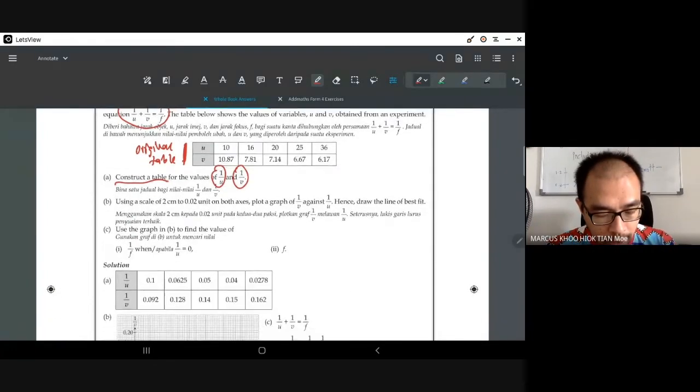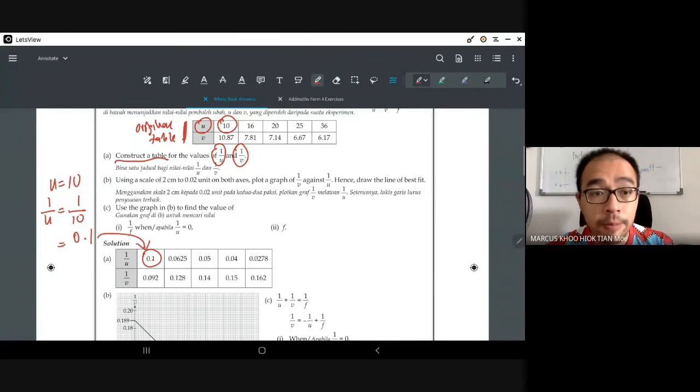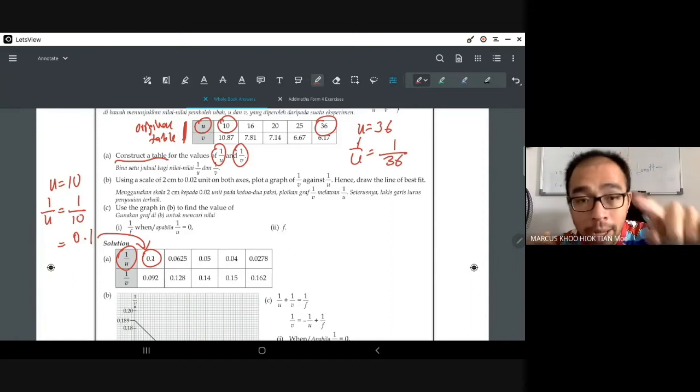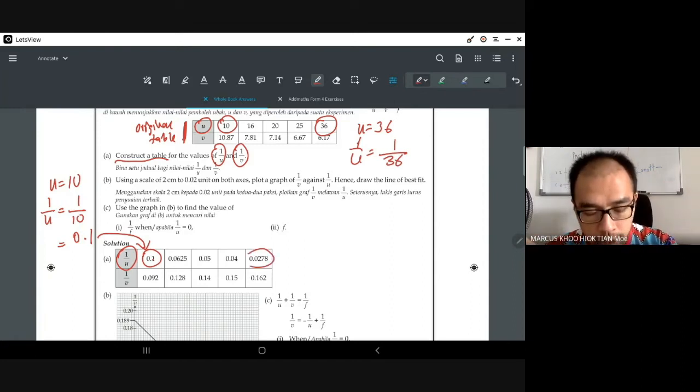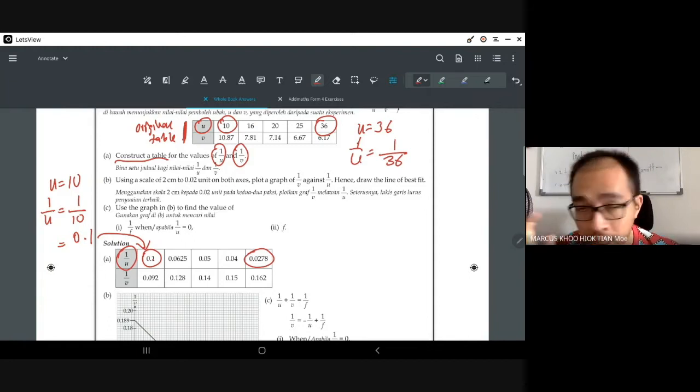Then you will get this kind of answer. This 10 will become 0.1. How? Because if u is 10, then 1 over u is equal to 1 over 10. 1 divided by 10 is 0.1, and that's how you get this. The same thing with this 36. u equals 36, so 1 over u equals 1 over 36. 1 divided by 36 is 0.0278, about there. You can round off.